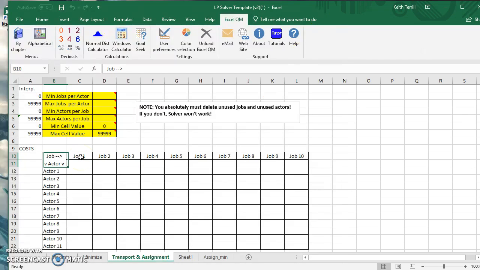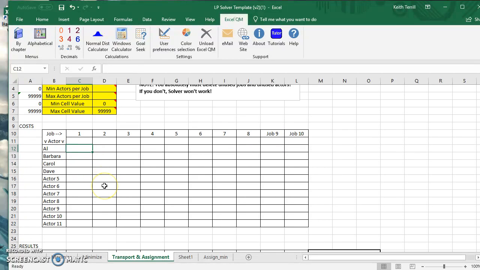So I've got, let me do it this way. Al, Barbara, Carol, and Dave. I kind of like having actors being people and jobs being places. But that's me. And we'll get to deleting those other rows and columns here in a second.